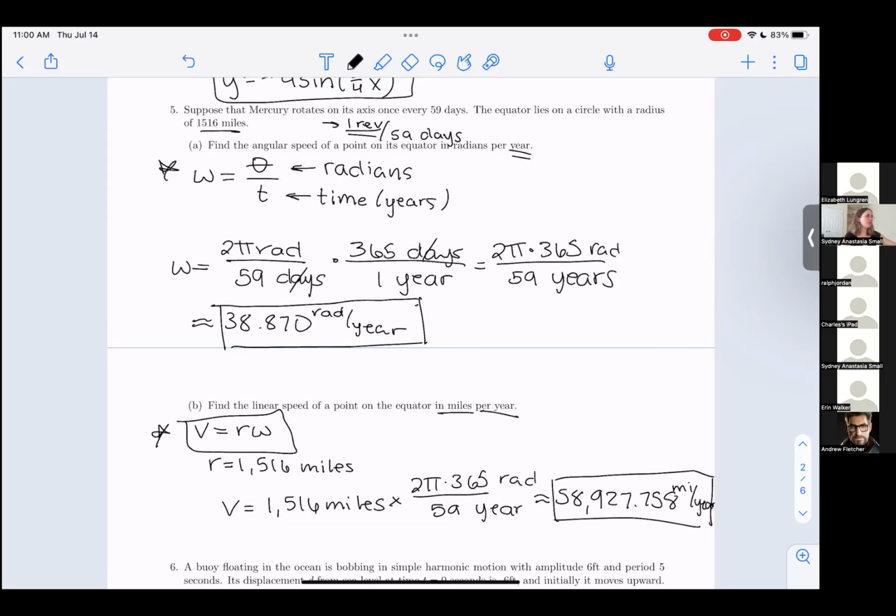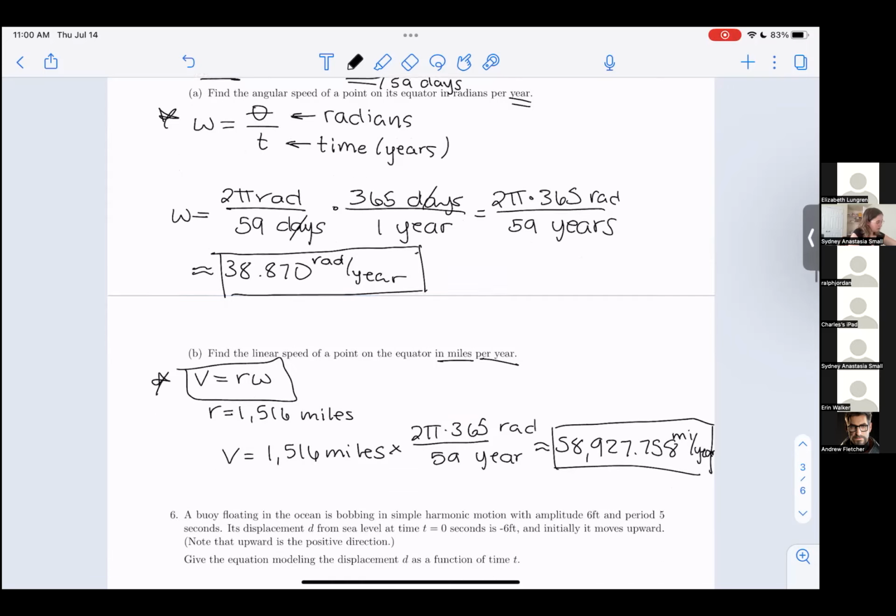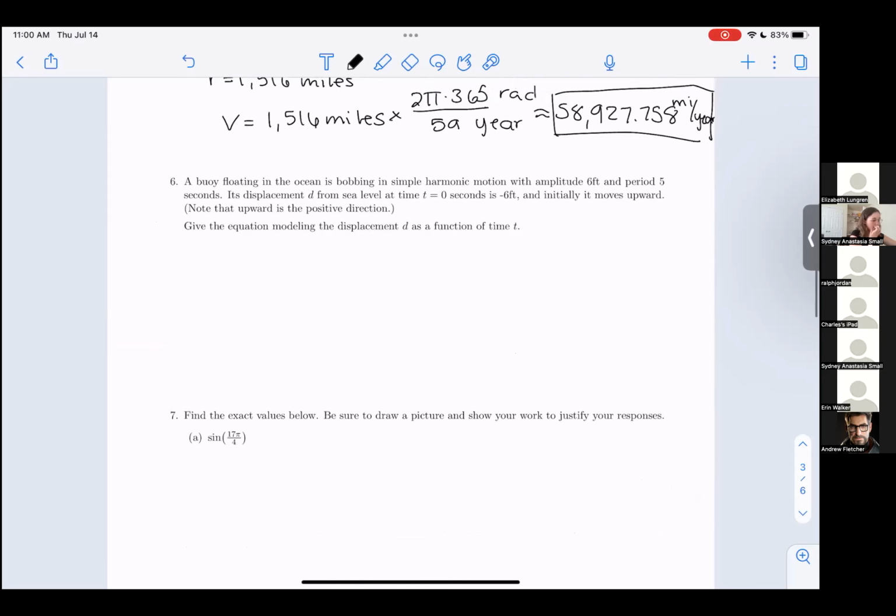Okay, cool. Let's move on to the next one then. So a buoy floating in the ocean is bobbing in a simple harmonic motion. And if you remember, simple harmonic motion is a fancy physics way to refer to a wave, it's just going up and down, with amplitude 6 feet and period 5 seconds. Its displacement d from sea level at t equals 0 seconds is -6 feet, and initially it moves upward. Give the equation modeling the displacement as a function of time.